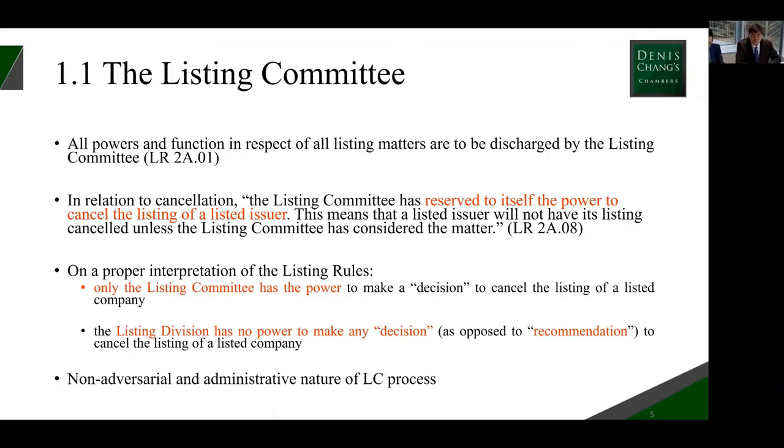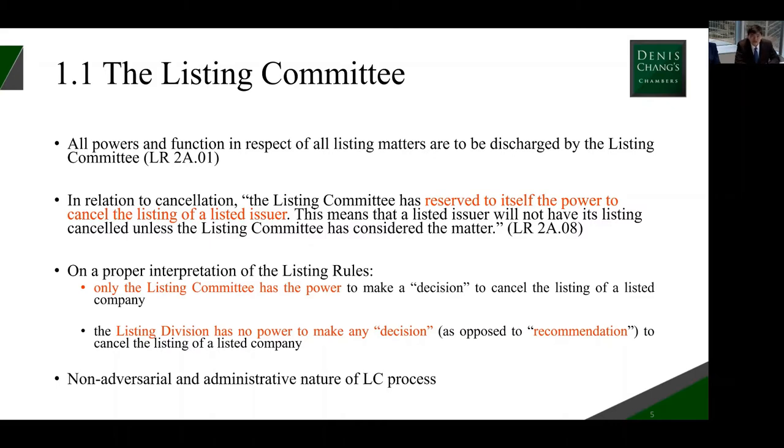The listing committee is an important part of the Hong Kong Stock Exchange. All powers and functions in respect of listing matters are discharged by the listing committee. This is cited in the rule on this slide. In relation specifically to cancellation, the listing committee has reserved itself the power to exercise a decision of cancellation. What this means is, the power to cancel vests solely in the listing committee and not in the listing division.